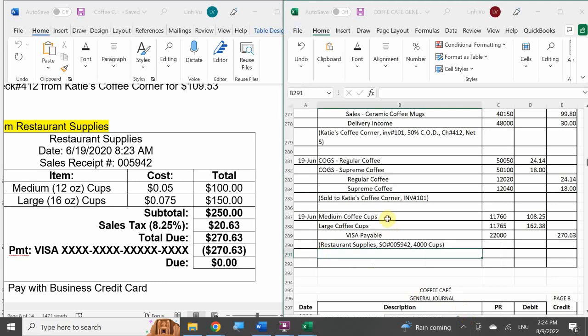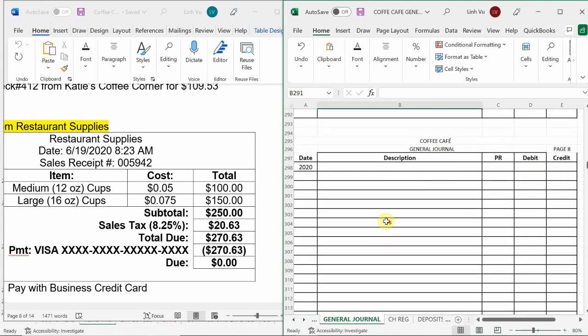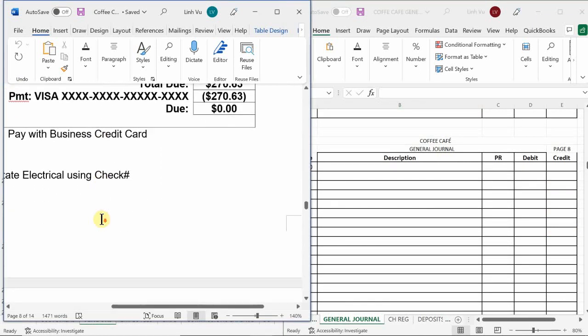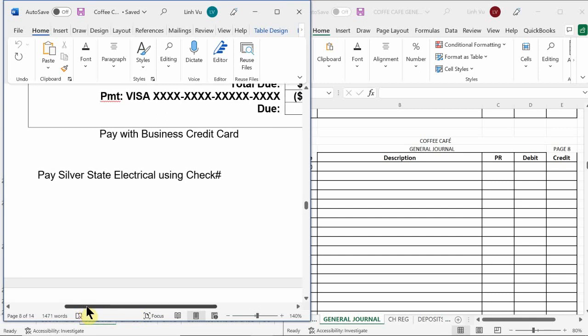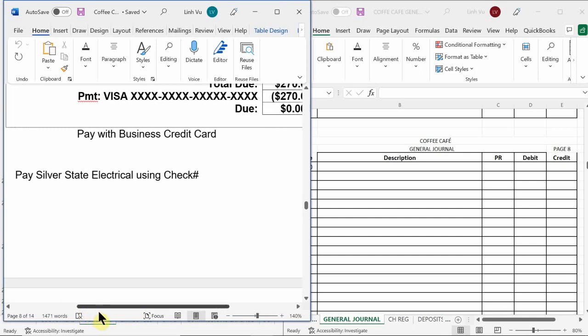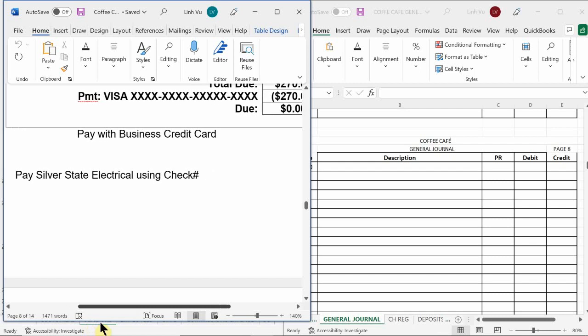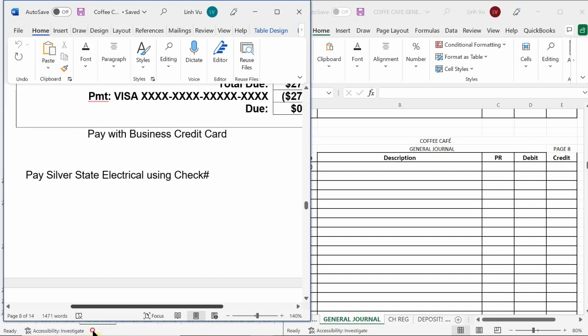Okay. So again, we are done with page 7. So we are now on page 8 of our journal. Let's see what has happened next. Here it says that we are going to pay Silver State Electrical using check number. So we're going to pay Silver State Electrical.